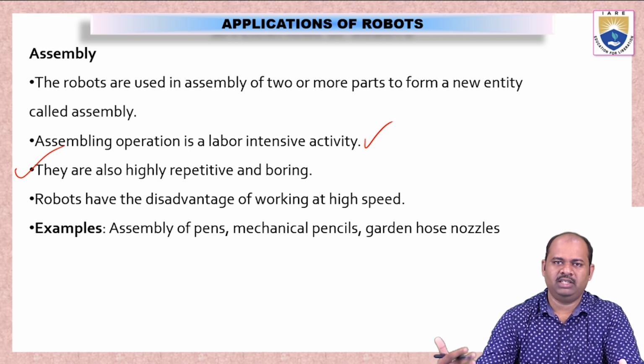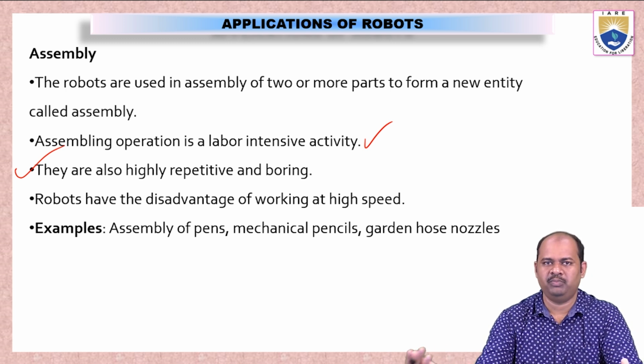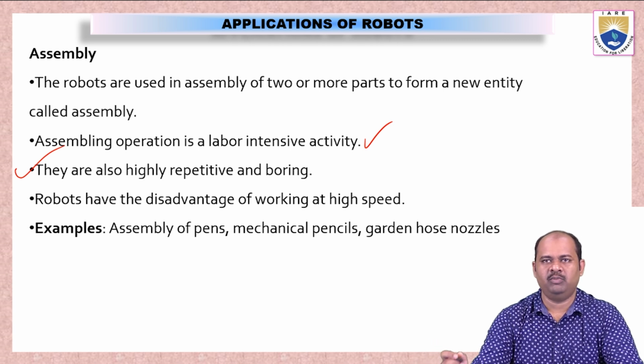When the task is repetitive or boring, human operators may get tired easily, and they may not do the work precisely because they are doing the same kind of work repeatedly. Precision is lost. So that is why we are replacing them with robots.